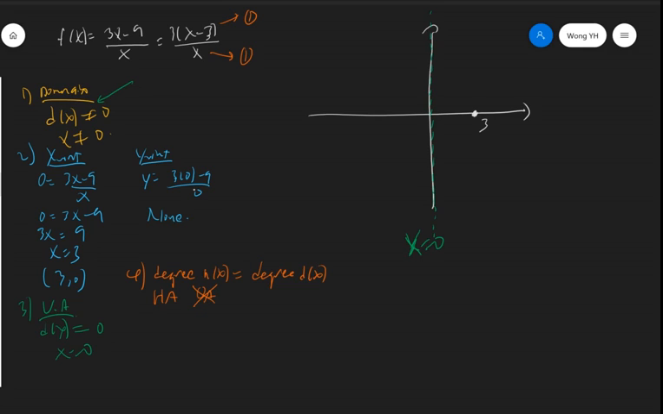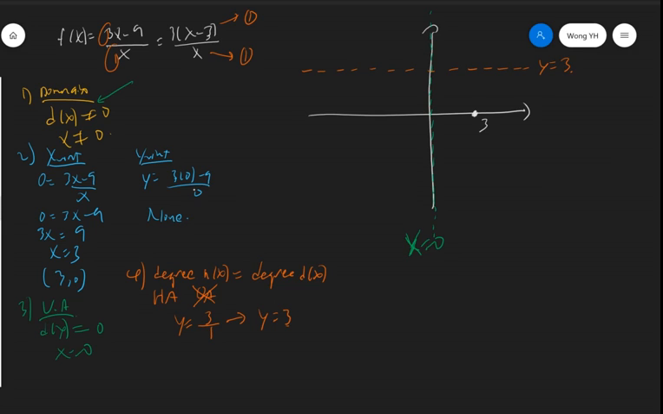The equation of the HA, or horizontal asymptote, will be y equal to the coefficient of the numerator divided by the coefficient of the denominator. So it's 3 over 1, because this one is 1, this one is 3. So we write y equal to 3. We plot in the graph there y equal to 3. That will be our horizontal asymptote, y equal to 3.